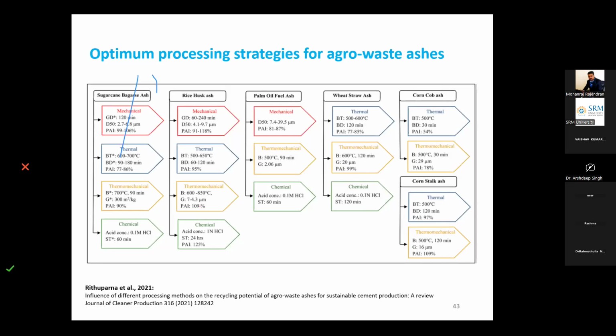Then thermomechanical, it is there that sometimes grinding as well as reheating is required. Then we have chemical treatment. Like leaching through water or leaching through acid is sometimes suggested in order to reduce the impurity of these ashes. So what does it mean? From this slide, we can conclude that these types of ashes cannot be directly used in the cement. So some processing is needed in order to use them in the cement.